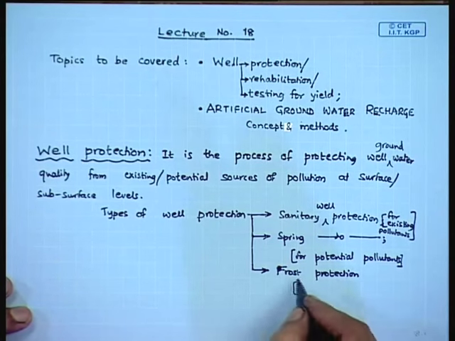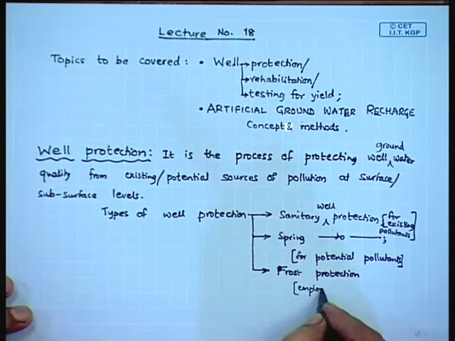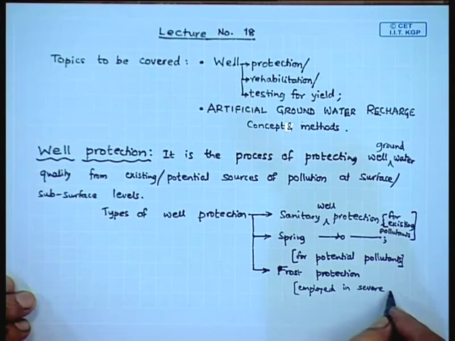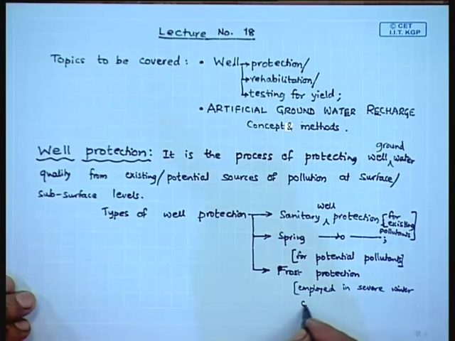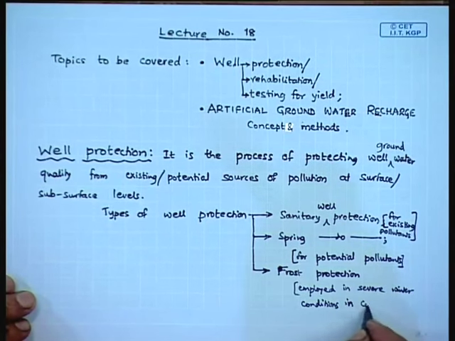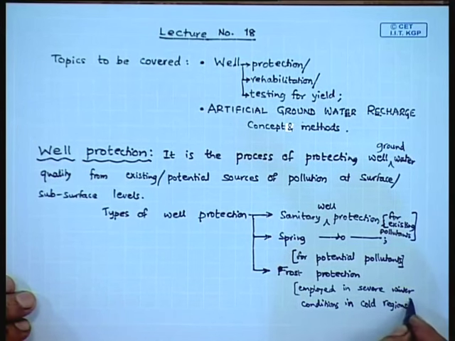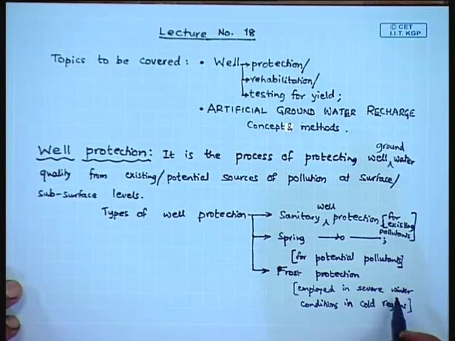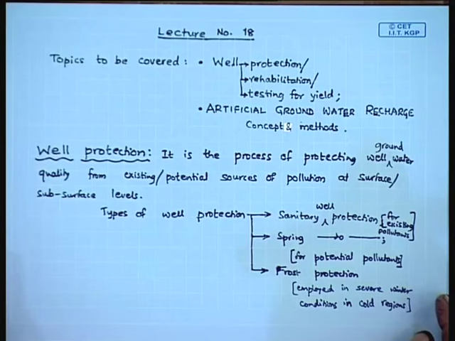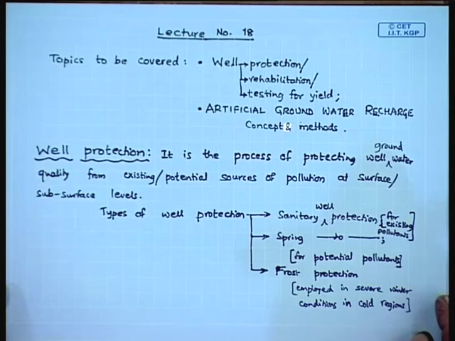This frost protection is employed in severe winter conditions in cooled regions. So, here what happens is, in case of winter, especially around December, January, in most of the northern hemisphere, as well as June and July in significant parts of the southern hemisphere, they are subjected to severe cold, and this problem is getting aggravated because of the impact of climate change.